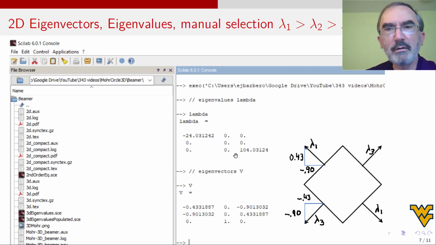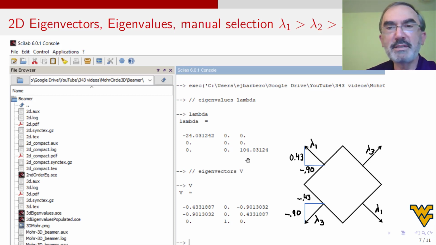So these are the lambda. Where are they? The minus 24 is there, then there is a 0, and there is 104. 104, I remember, is the largest. And there is one that is 0 because this is a 2D problem, a 2 by 2 problem. And then the minus 24. Okay, it's giving me the right lambdas. You agree?